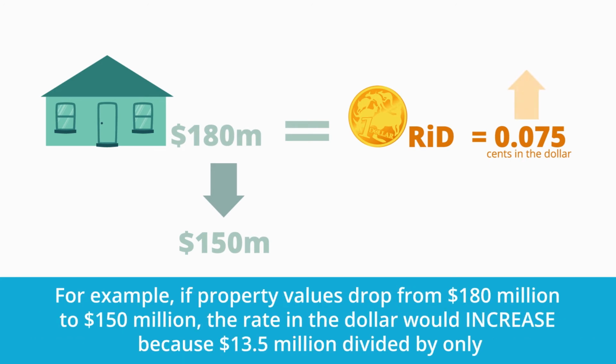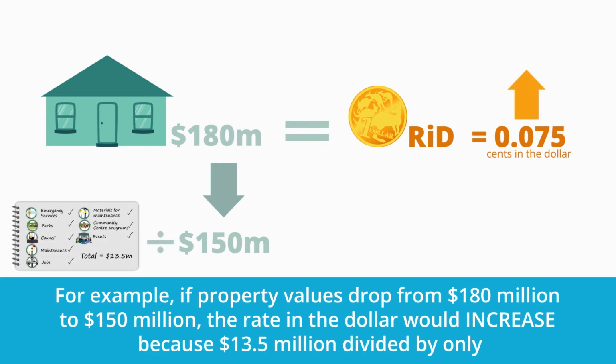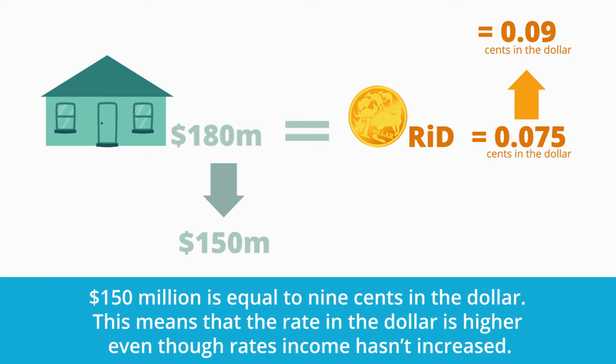For example, if property values drop from $180 million to $150 million, the rate in the dollar would increase because $13.5 million divided by only $150 million is equal to 9 cents in the dollar. This means that the rate in the dollar is higher even though rates income hasn't increased.